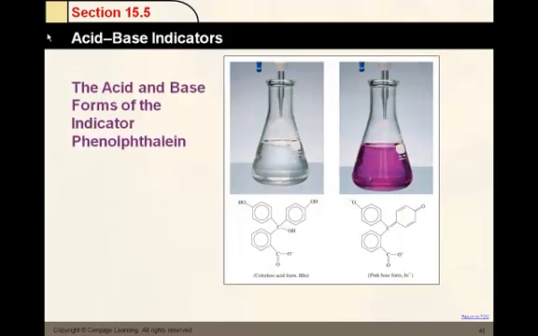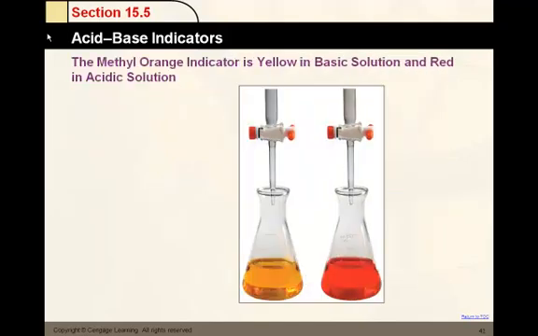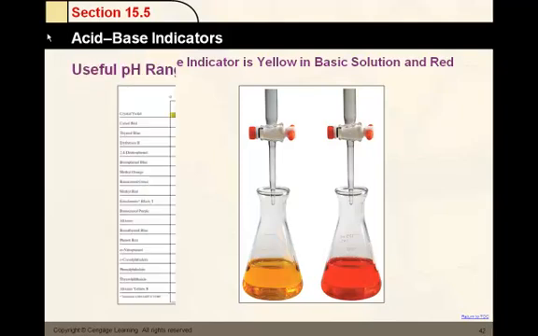So here's an example of an indicator we often use with a strong acid and a strong base, because after a pH of 7, or a base, this particular indicator turns a bright pink, and you can see the reaction right there. That's the phenolphthalein indicator. Methyl orange indicator is yellow in bases and it's red in acids, and so that might be a good titration indicator depending on what you're titrating.